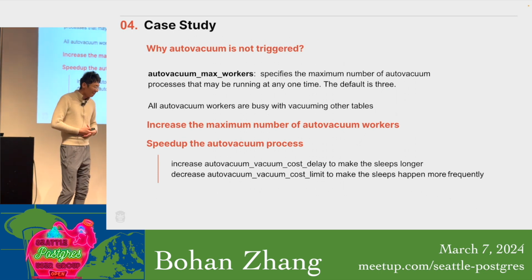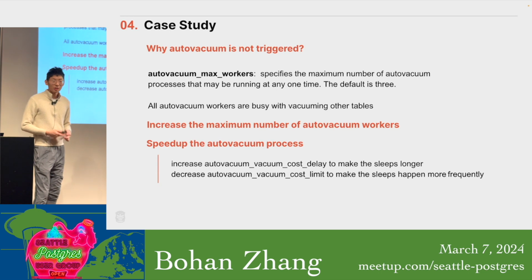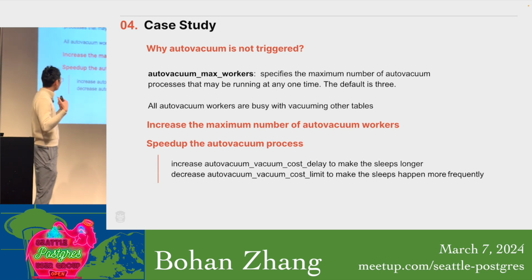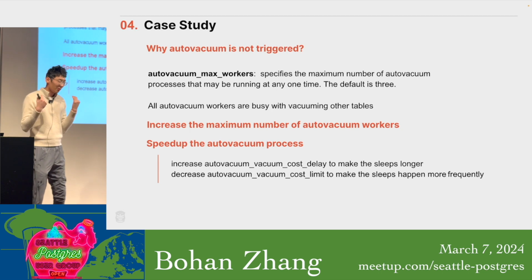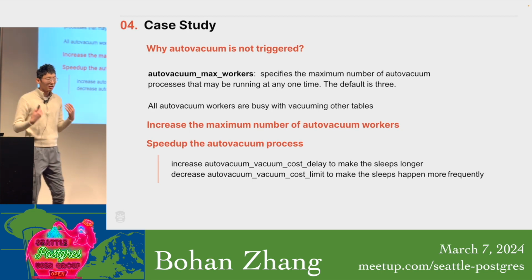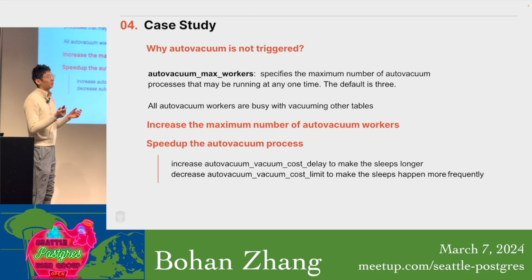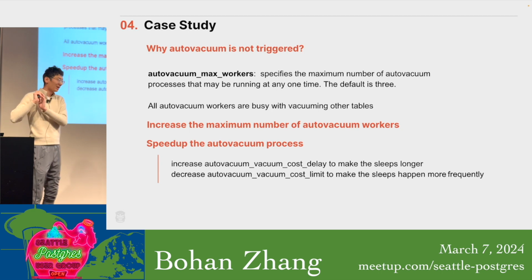When looking into their table metrics and auto vacuum metrics, we found that there are auto vacuum workers affiliated with vacuuming other tables. There is a parameter called autovacuum_max_workers. This parameter specifies the maximum number of auto vacuum workers that may be running at the same time. The default setting is 3, which means you can only have 3 auto vacuum processes running at the same time. In that case, all 3 auto vacuum workers were vacuuming other tables. That's why auto vacuum was not triggered for that table.